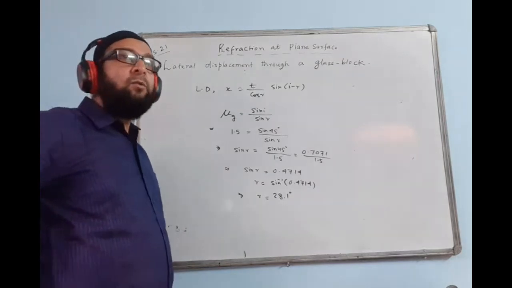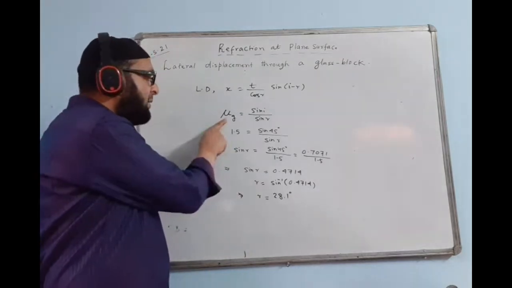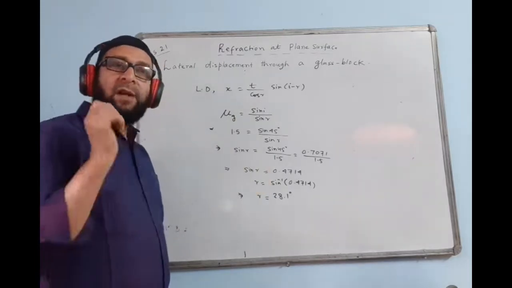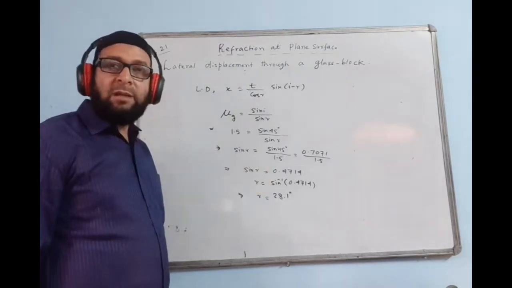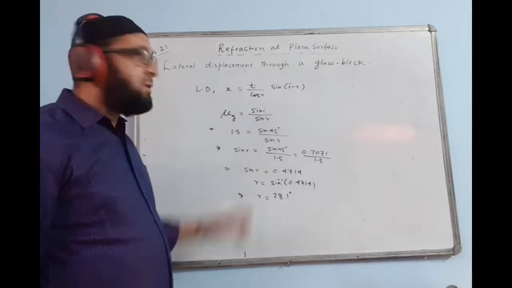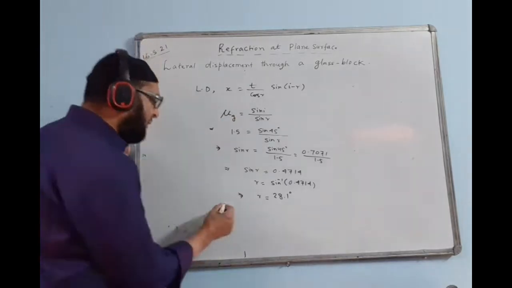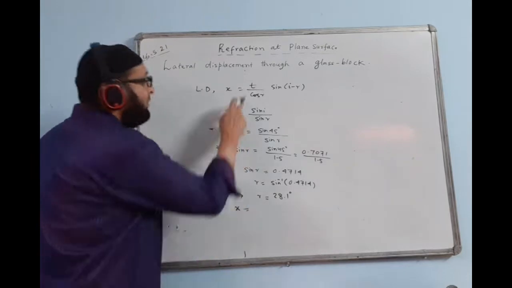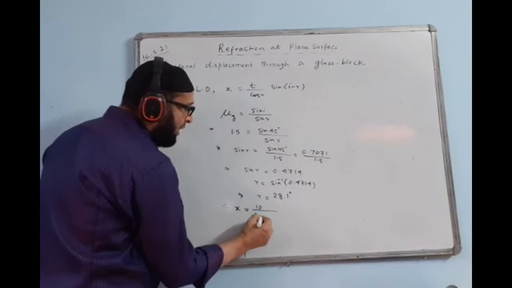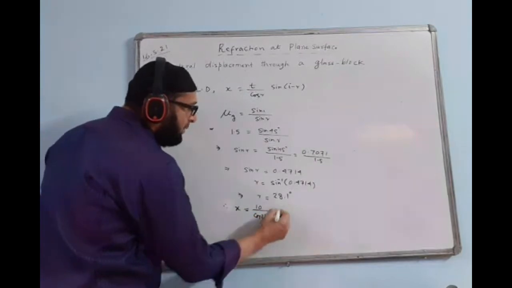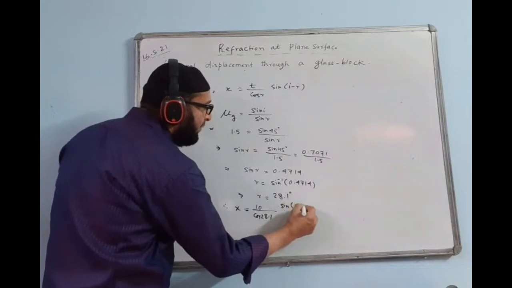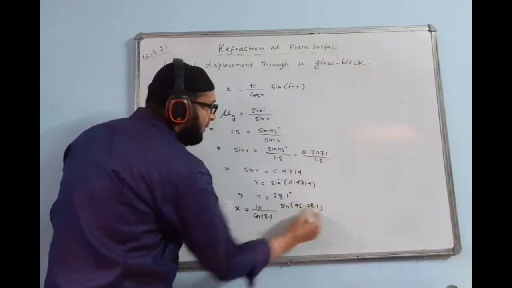That's what I told you. When we know the value of refractive index and i, we can calculate the value of r. So it depends upon the refractive index of the material of the glass block. Now I'll use this formula and find the answer. Therefore, x is equal to, I'll put the values now. T, the thickness of the glass block, is given as 10, by cos r. R value is 28.1, sin of bracket i value 45 minus 28.1.